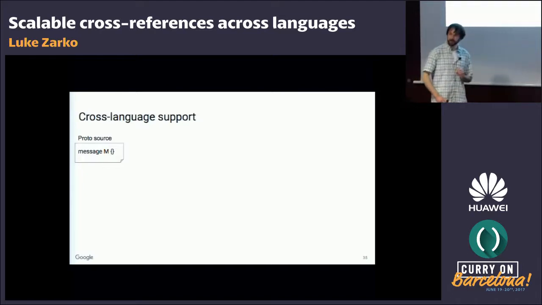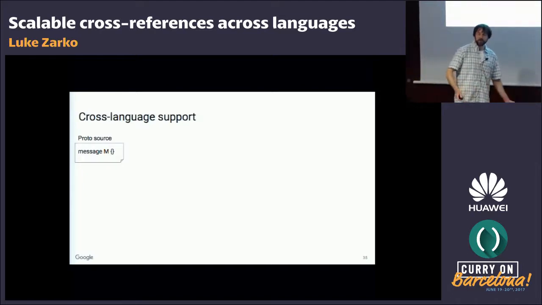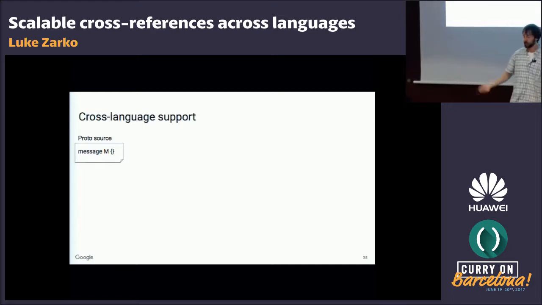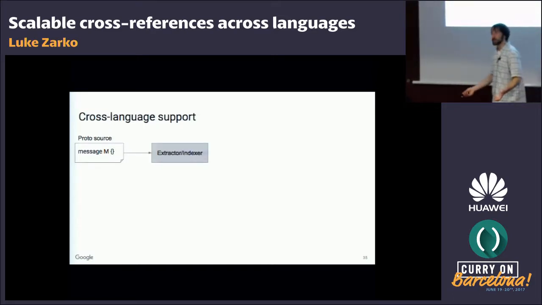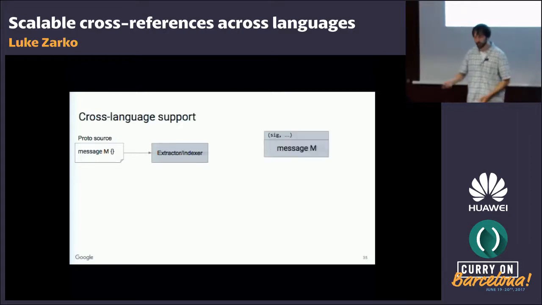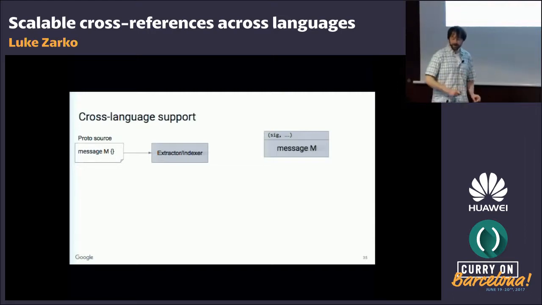Let's look at how the process works. So first, we have our source code in the protocol buffer IDL. This just defines the message type. And because this is a programming language, just like any other programming language, there's an extractor and an indexer for it that takes in that source code and produces a graph artifact. So we have this representation of the message type in the graph. It also has a name. It has some signature that the protocol buffer indexer generates.